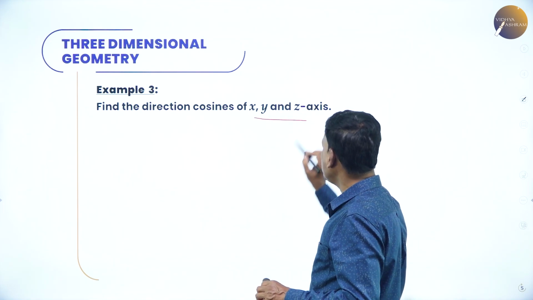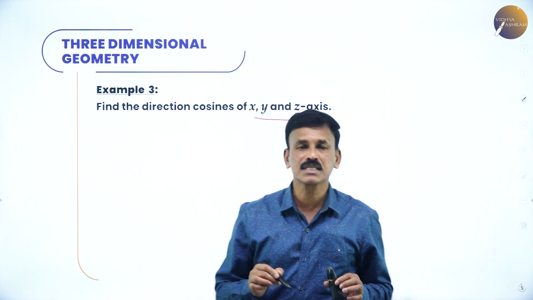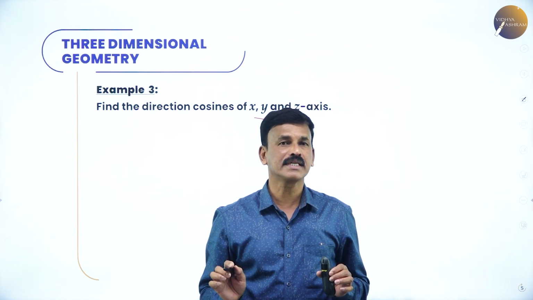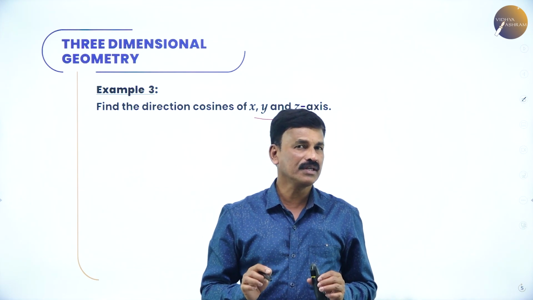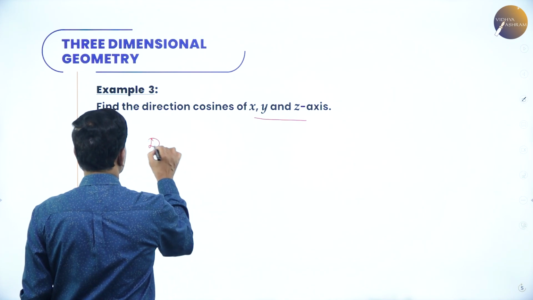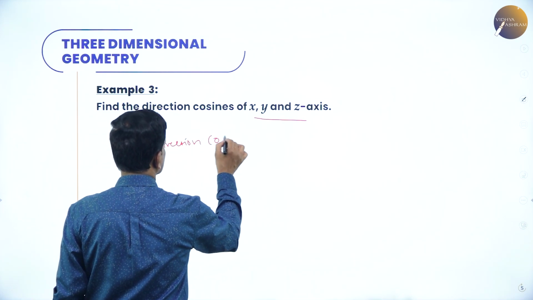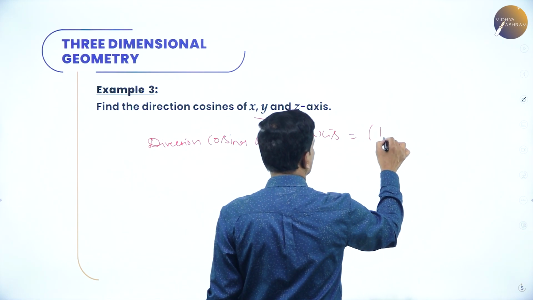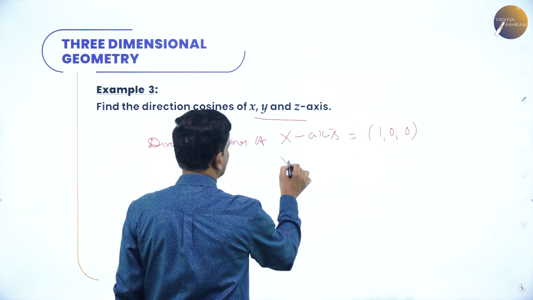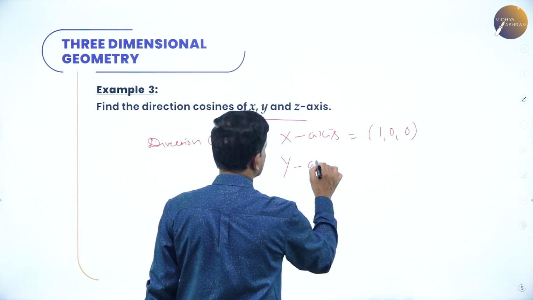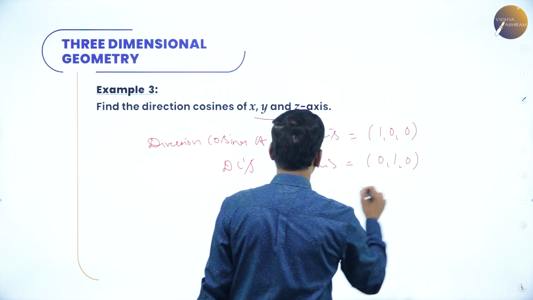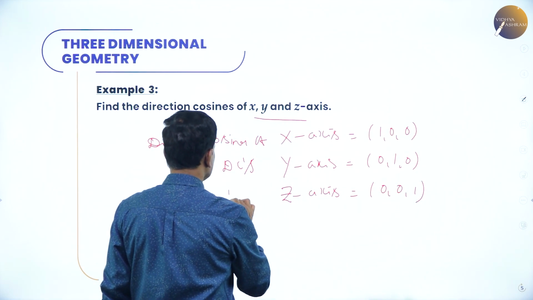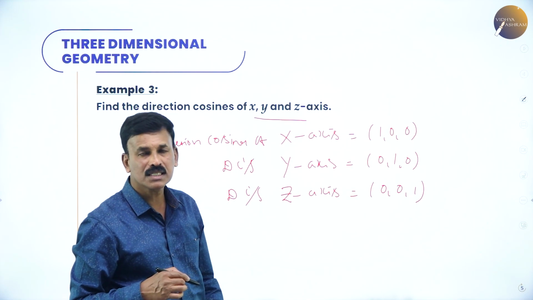Find the direction cosines of the x, y and z axes. In the examination they may ask, find the direction cosines of the x axis, or of the y axis, or of the z axis. So, you may expect any one from this. Now, a very important concept: the direction cosines of the x axis are 1, 0, 0. Similarly, the direction cosines of the y axis are 0, 1, 0. And the direction cosines of the z axis are 0, 0, 1.